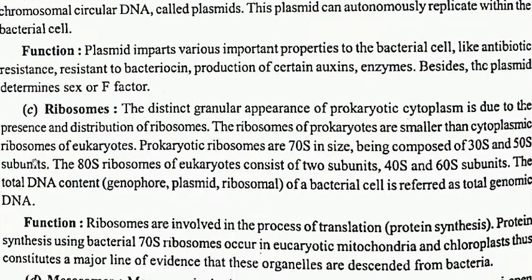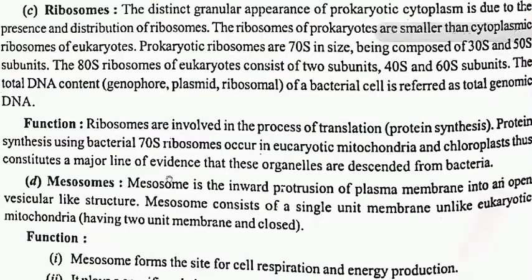Then comes ribosomes. These give the distinct granular appearance of prokaryotic cytoplasm, which is due to the presence and distribution of ribosomes. The ribosomes of prokaryotes are smaller than the cytoplasmic ribosomes of eukaryotes. Prokaryotic ribosomes are 70S in size, being composed of 30S and 50S subunits. The 80S ribosomes of eukaryotes consist of 2 subunits, 40S and 60S. So the total DNA content of a bacterial cell is referred to as the total genomic DNA.